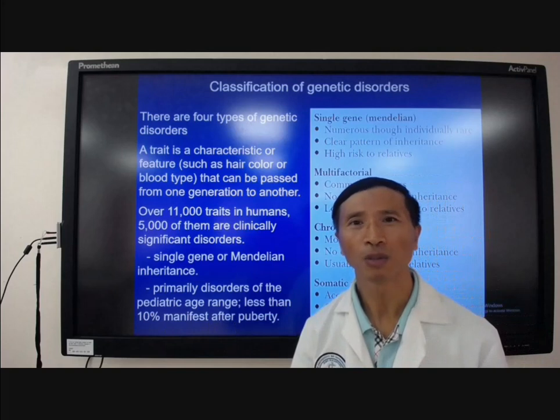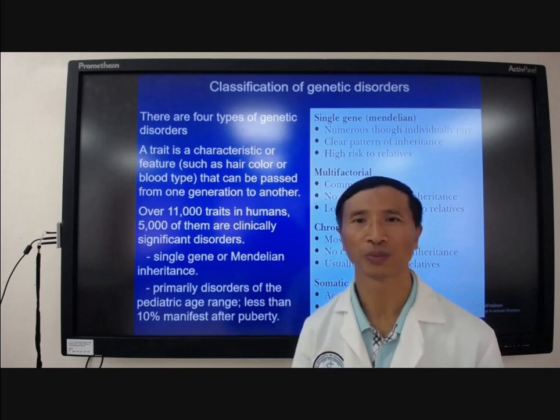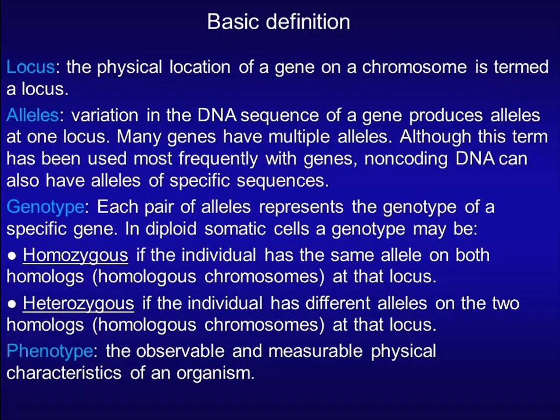Before we move on to talk about inheritance, first, I need to introduce you to some genetic terms. The physical location of a gene on a chromosome is called a locus. Variation in the DNA sequence of a gene produces different alleles at one locus. Each pair of alleles represents the genotype of a specific gene.